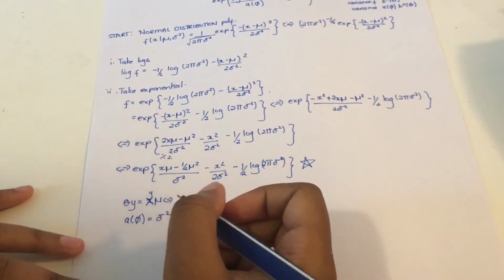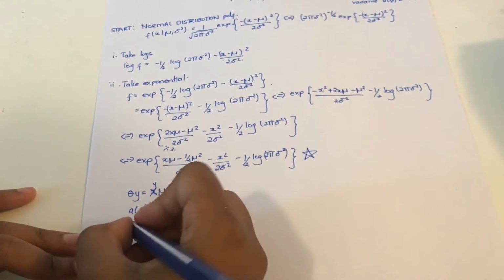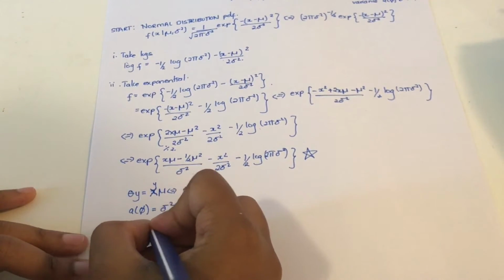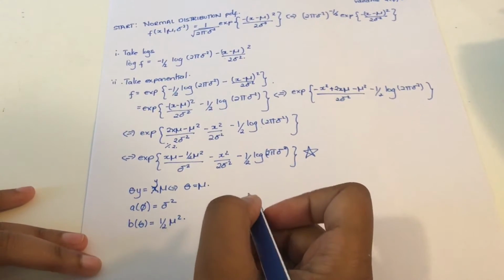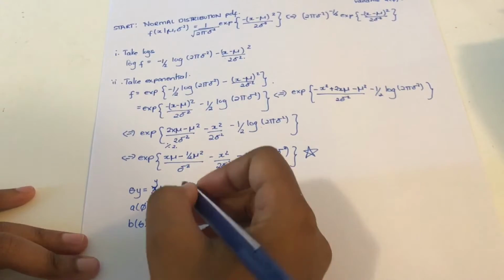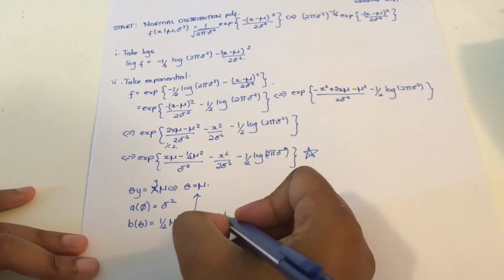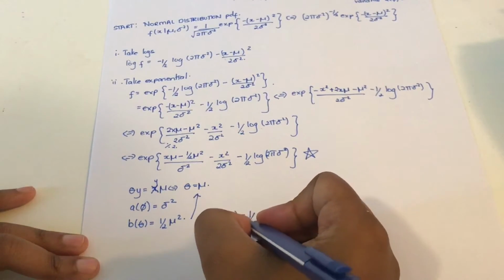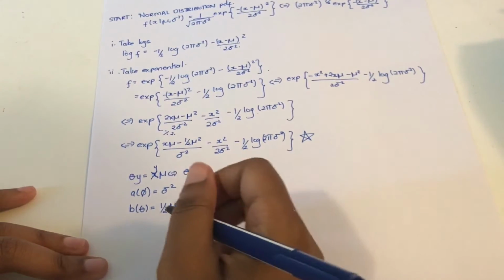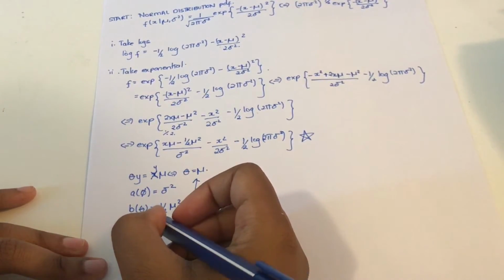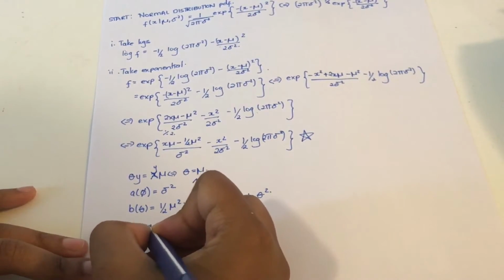And we get our canonical link function, which is our identity function, where theta is equal to mu. We get a of phi equal to sigma squared. And we get b of theta equal to a half mu squared, because theta is equal to mu. I hope you can see this. So b of theta is equal to a half theta squared. I hope this makes sense. Just look at it closely if you're not getting what's happening.